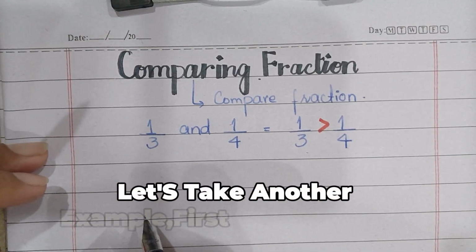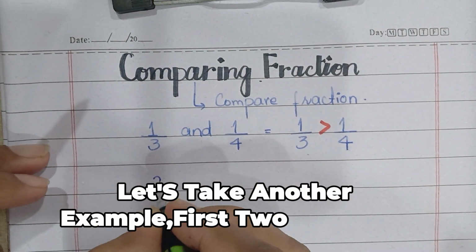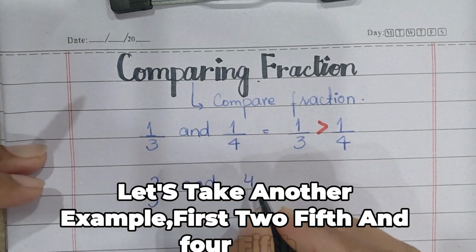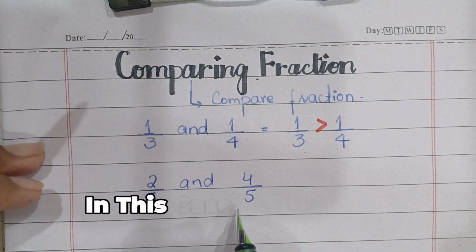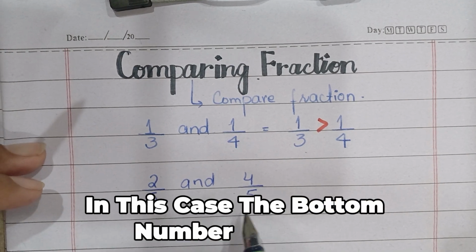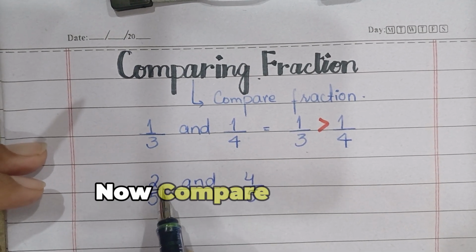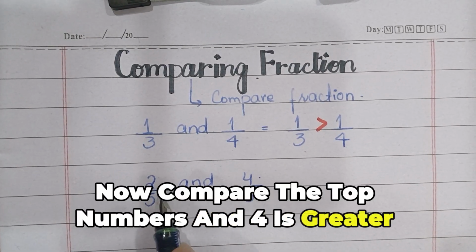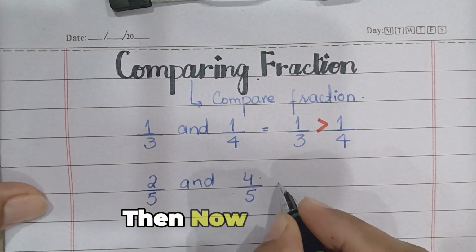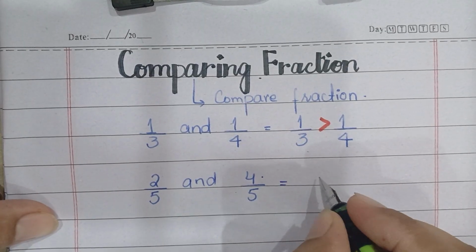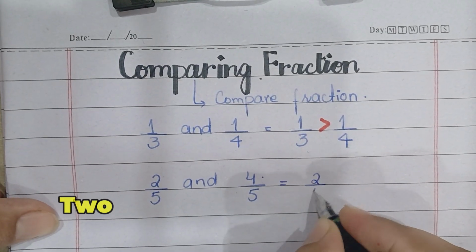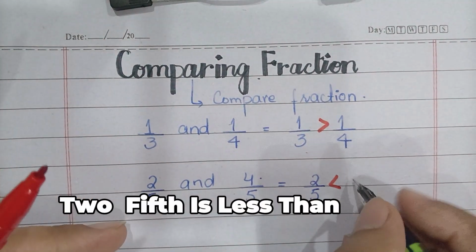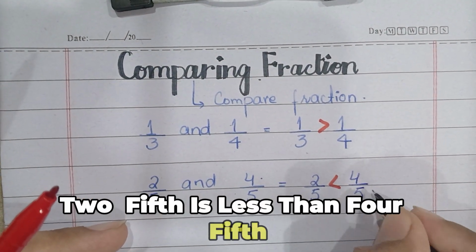Let's take another example. First, 2/5 and 4/5. In this case, the bottom number is the same. Now compare the top numbers. And 4 is greater than 2. Then now we say that 2/5 is less than 4/5.